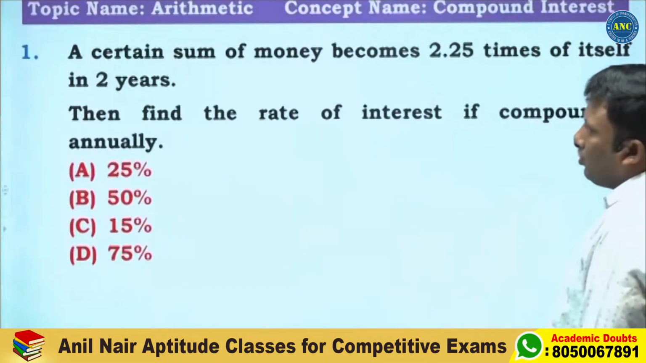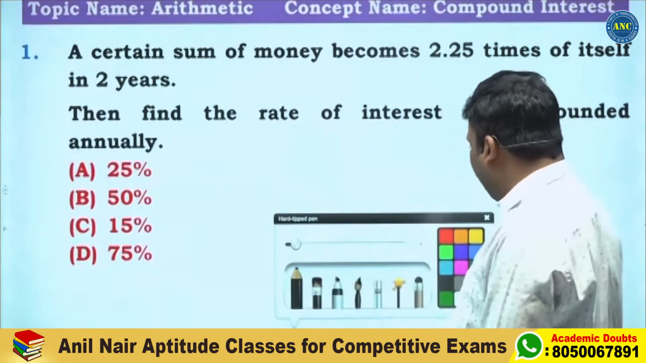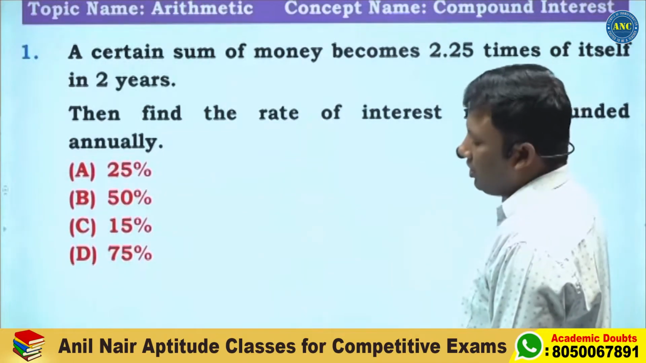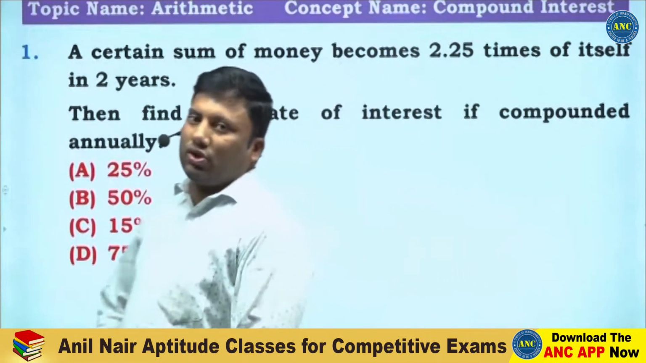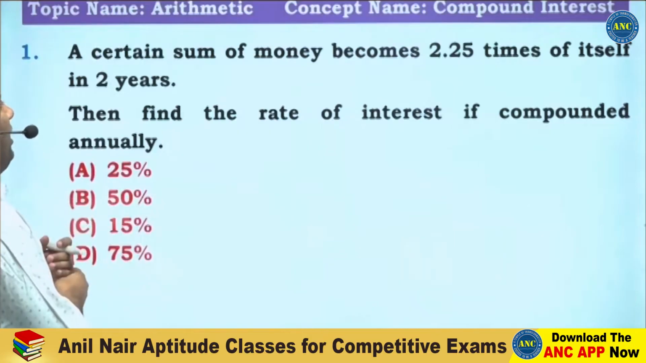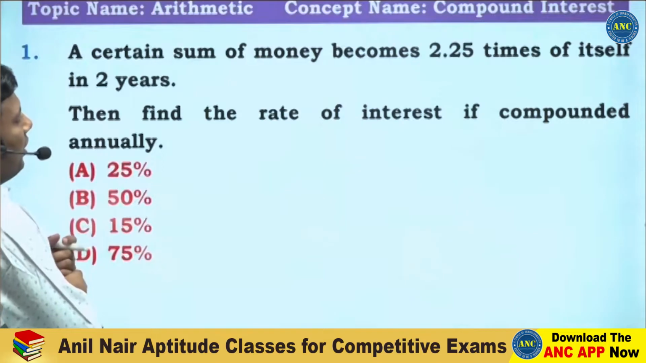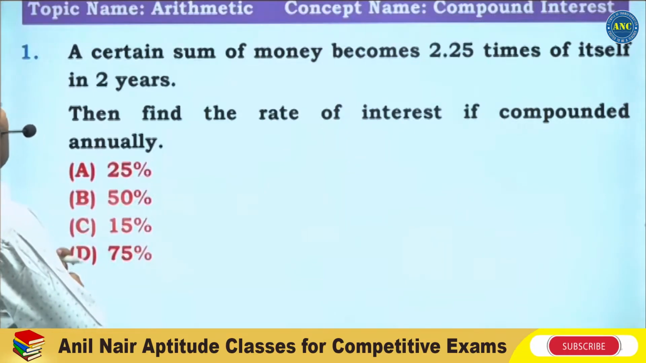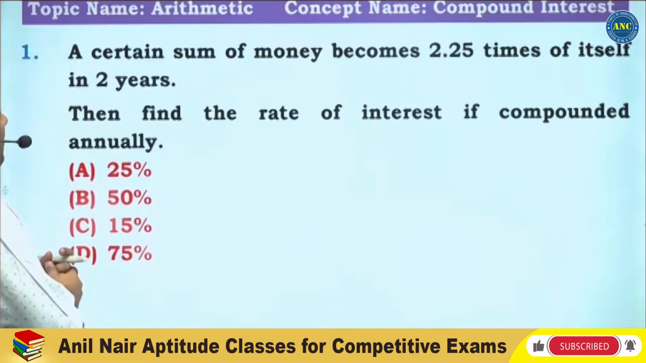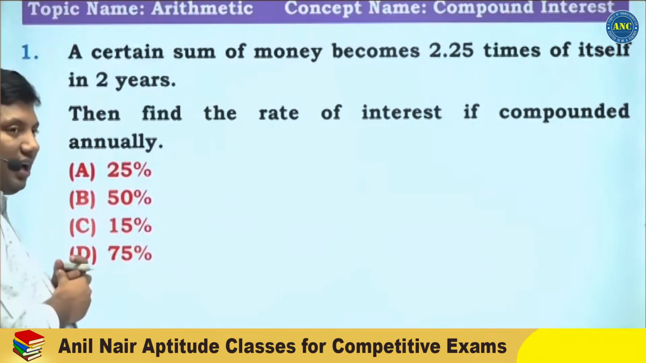First one, see this question taken from the NCERT textbook. Please read this question. There is a certain sum of money which becomes 2.25 times of itself in 2 years. Find the rate of interest if compounded annually.